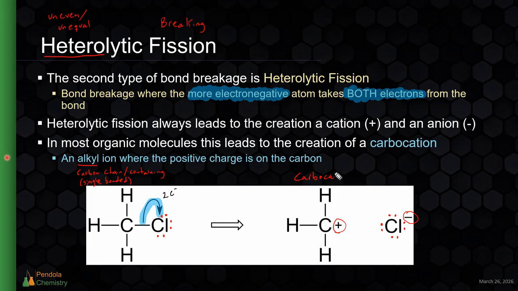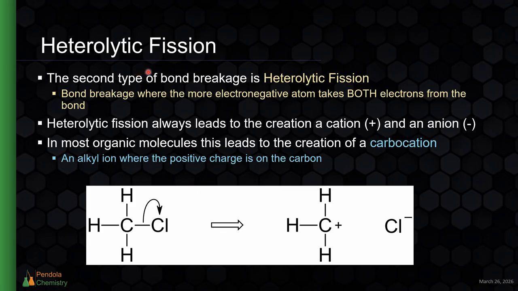Because we have that positive charge on the carbon in an organic compound. Carbocations are always going to have a carbon which is missing a bond, like in this case, this carbon right here. So heterolytic fission always leads to the creation of a cation and an anion, and because we're doing organic chemistry and everything has carbon, most of the time this includes a carbocation for the positive ion, a carbon with a positive charge. Now let's talk a little bit about those carbocations.